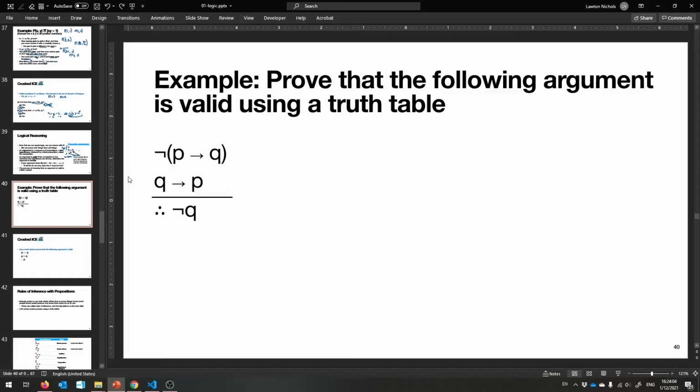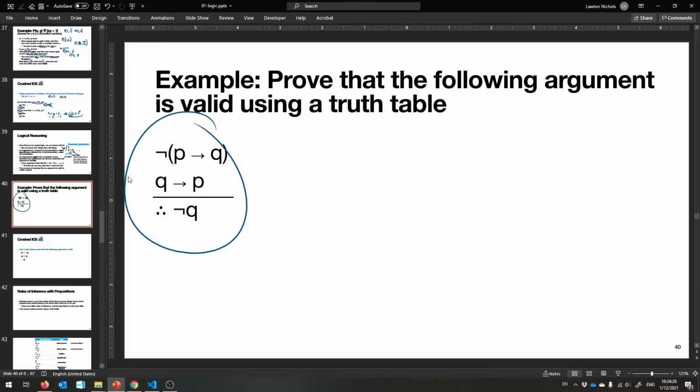Okay, so here is our first real proof using logic. Aren't you excited? P and Q could be anything possibly. So we're not saying what they are, so they could be any of our little predicates that we've had with particular values plugged in. Okay? Are you ready? We're going to prove the following argument is valid using a truth table.